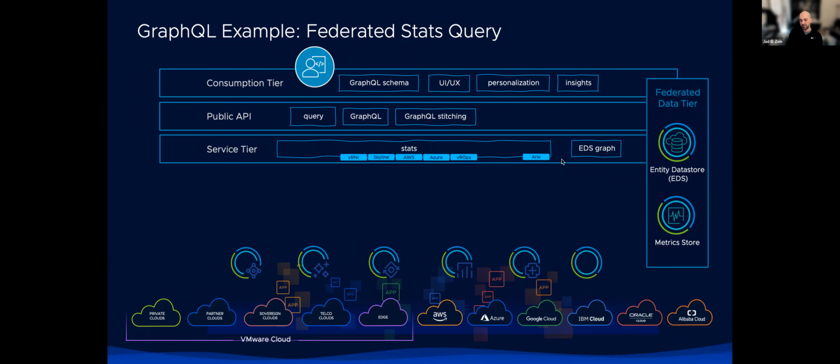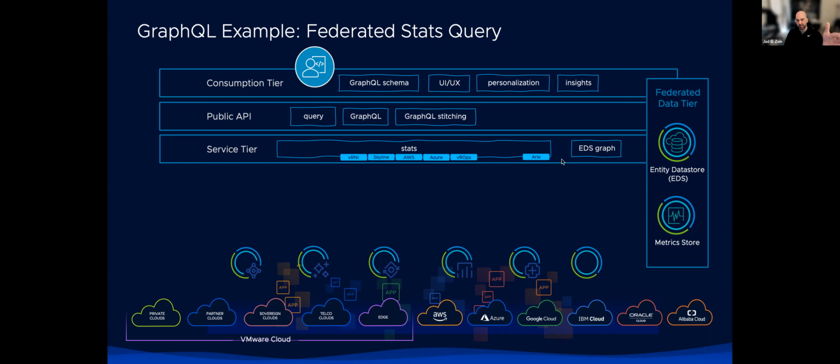So how does the Aria Graph and Aria GraphQL API solve this problem? Now remember, the keyword is federation. Instead of having to go to all the sources of truth and bring all this together, I now have a single throat to choke.